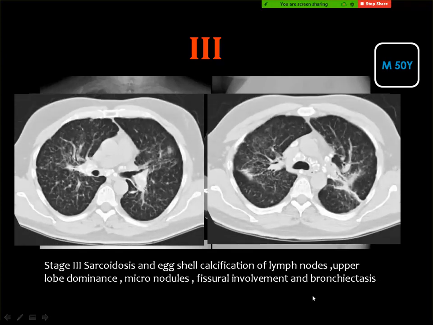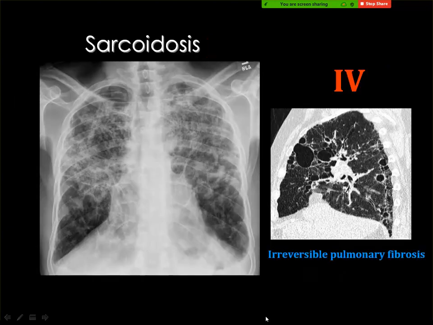And this is the lung changes. You see the reticular opacities and some nodules in the lymphatic distribution. And the lymph nodes are seen calcified. They are not clearly apparent in the plain film.